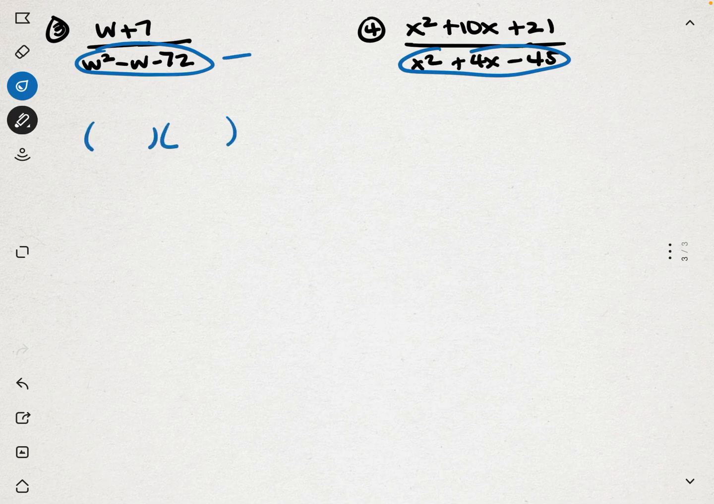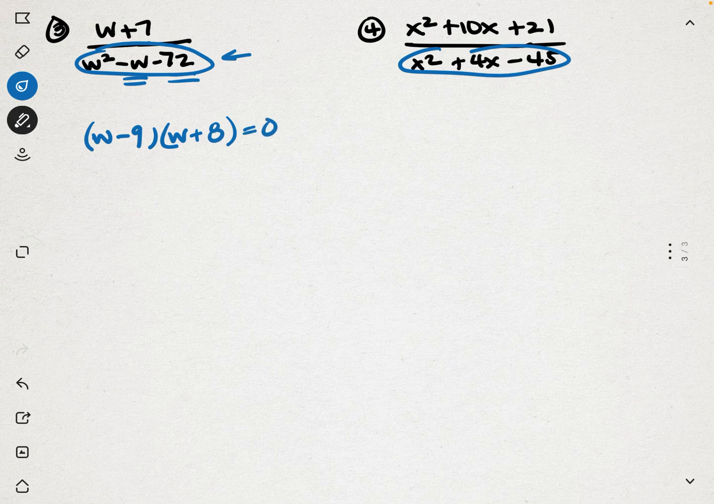And again, we're looking for what would make the denominator 0. So we're not bothering with the top for now. We're looking at what multiplies to get negative 72 and adds to get negative 1w. All right, so I'm going to put a w here and w here because we don't have a coefficient in front of our w squared. So the numbers we multiply to get negative 72 and add to get negative 1w would be negative 9 and positive 8.